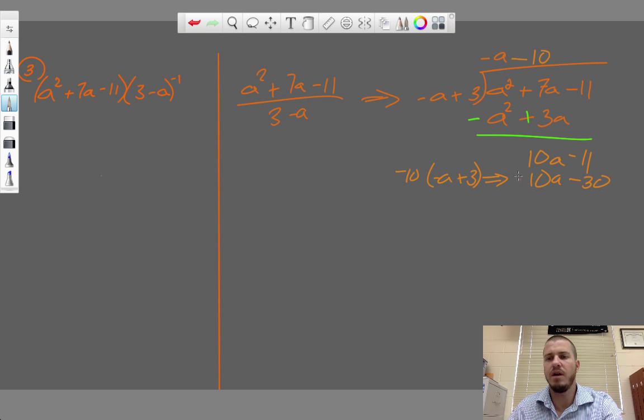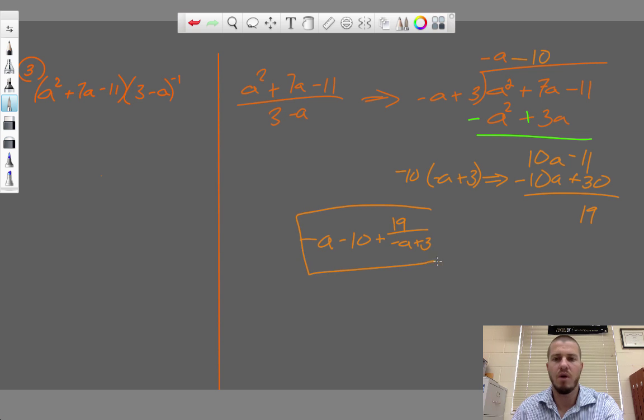negative 30. I'm going to go through and change my signs. That becomes negative. This becomes positive. And combine my like terms. And I'm left with positive 19. So I have negative a minus 10 with the remainder of 19, and we're going to put it as 19 over negative a plus 3, whatever you're dividing by. So your remainder is added on to the end of the polynomial being divided by the divisor.